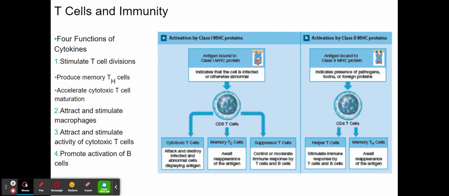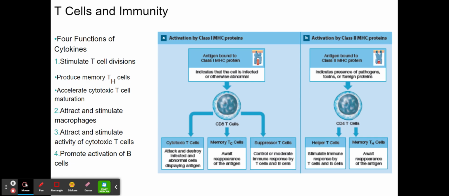They, 1, stimulate the T cell divisions that produce memory helper T cells and speed the maturation of cytotoxic T cells. 2, they enhance nonspecific defenses by attracting macrophages to the affected area, preventing their departure, and stimulating their phagocytic activity and effectiveness. 3, they attract and stimulate the activity of cytotoxic T cells, providing another means of destroying abnormal cells and pathogens. And 4, they promote the activation of B cells, leading ultimately to antibody production.